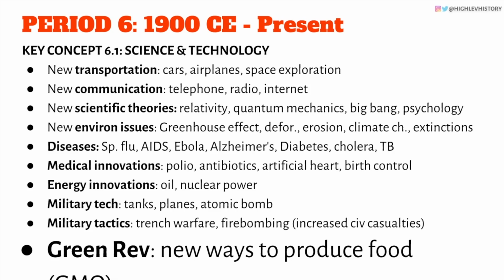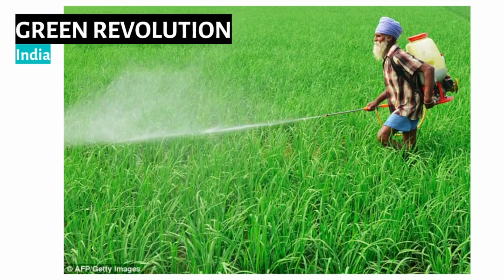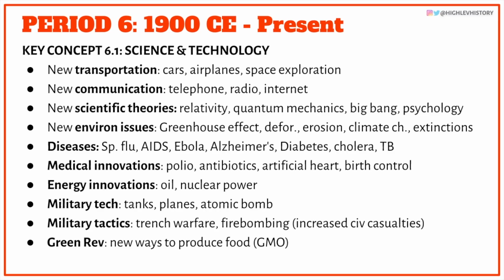And then finally, the Green Revolution, new ways to produce food. So, for example, GMOs. We've got the Green Revolution in India. This comes as a result of the famine that had existed in India in the 50s. And so they really have to figure out, how do we produce more food? How can we be more sustainable with the food that we produce so that it's not as affected by drought? How can we use better chemicals on the food, like pesticides, for example? So this is your key concept 6.1.